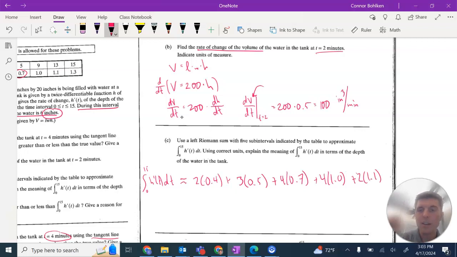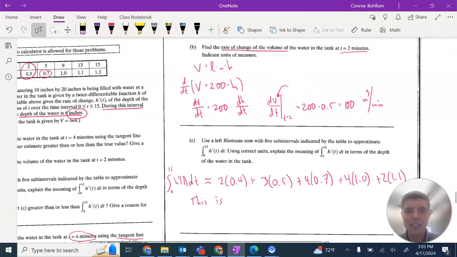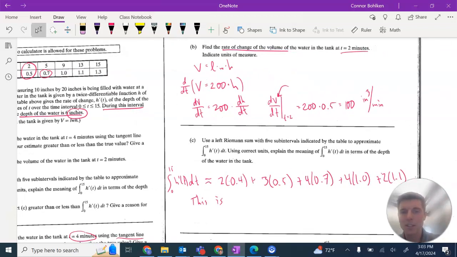Do I need to evaluate? No, don't even think about it. But this is tricky if you don't have a number. So you can evaluate it if you want. I'm not going to. But it says explain the meaning. What does this mean? This means if I'm integrating a rate function, that's a total amount. I know I tried to really hammer that into our brains here. So what does that mean? That means the height has increased by that amount from t equals 0 to t equals 15.